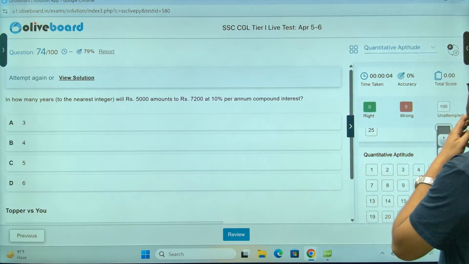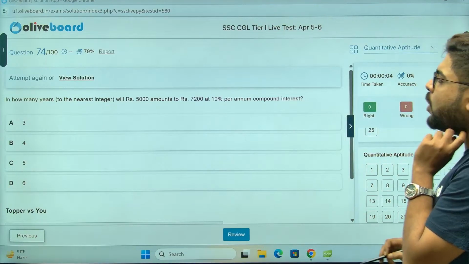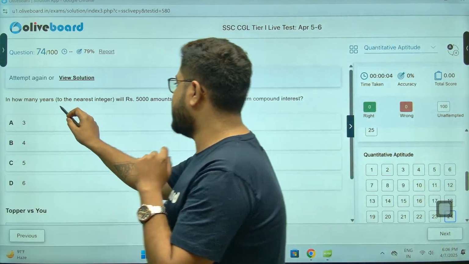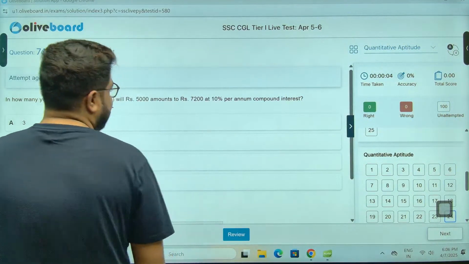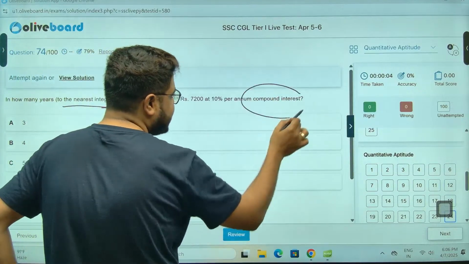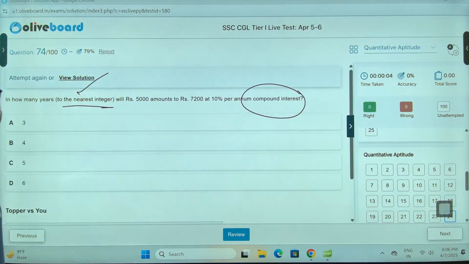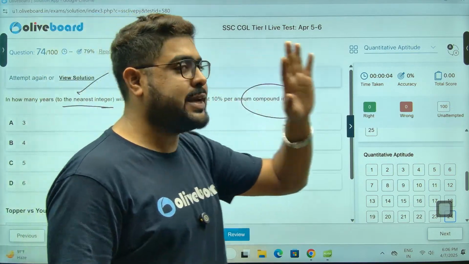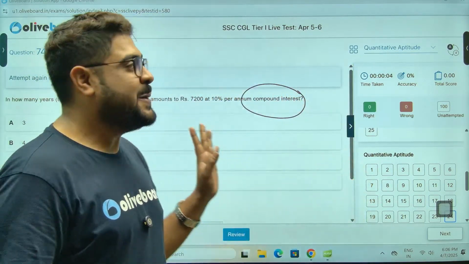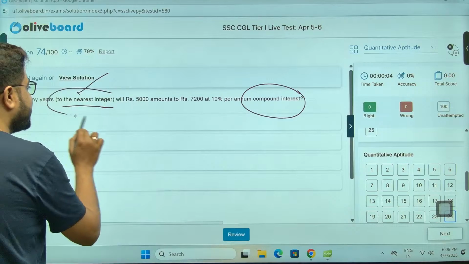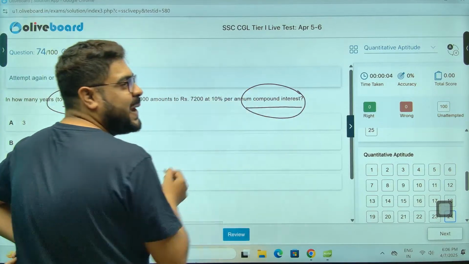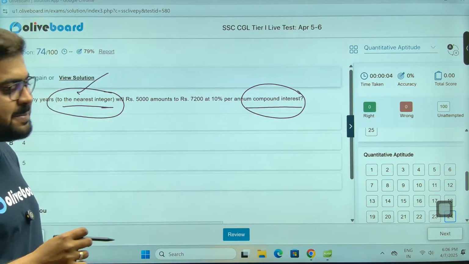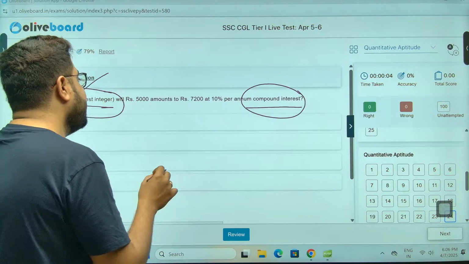In how many years? Nearest, अरे अच्छा, compound interest, nearest integer. Do not use formula. That will be the biggest mistake of your entire life. Whenever you see these two words together, okay, this is a very special type. This is a very, very special type.